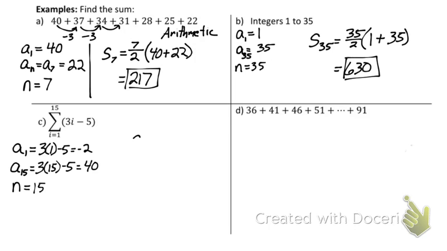Which means my partial sum, S sub 15, we have 15 terms, equals 15 divided by 2 times my first term plus my last term. And that's going to go ahead and equal 285.